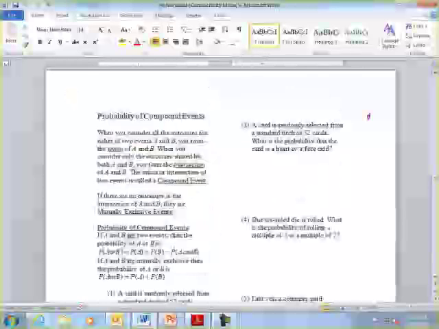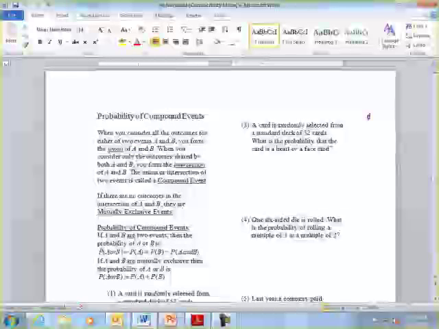What is the probability that the card is a heart or a face card? How many hearts are there? 4. Wait, no. 13. 13 hearts. It's one of the suits. So there are 13 cards that have hearts on them out of the 52. Or, so we're going to add to that a face card. How many face cards are there? 12 out of the 52.